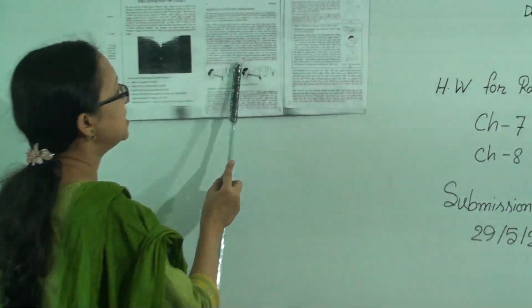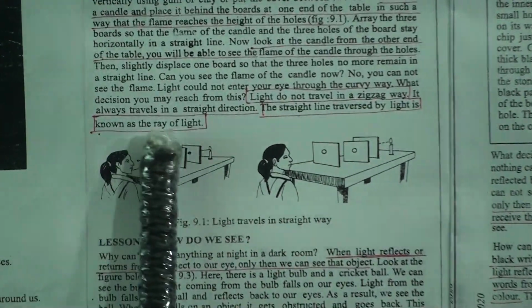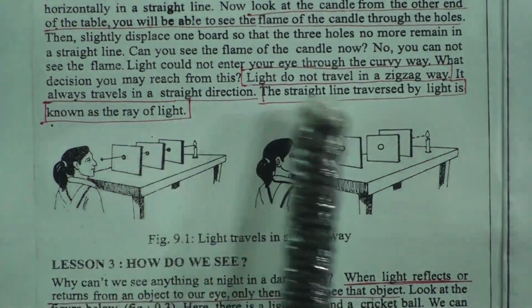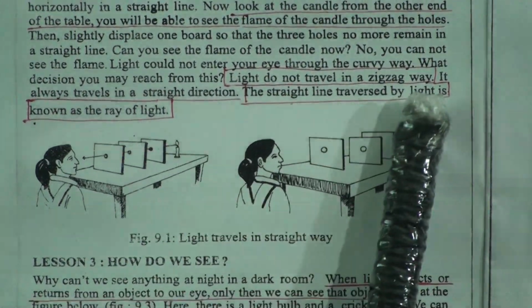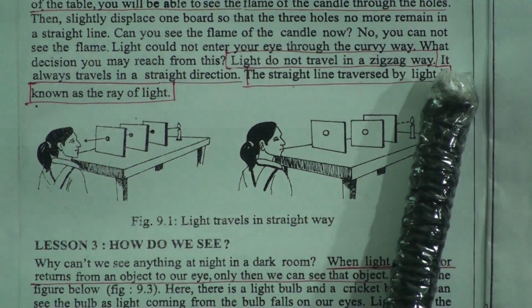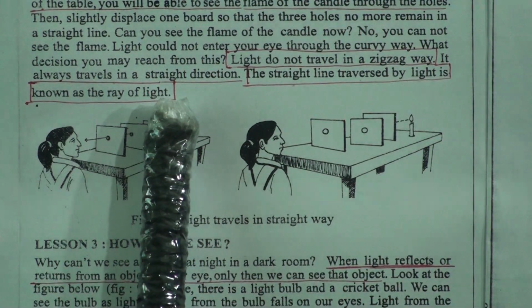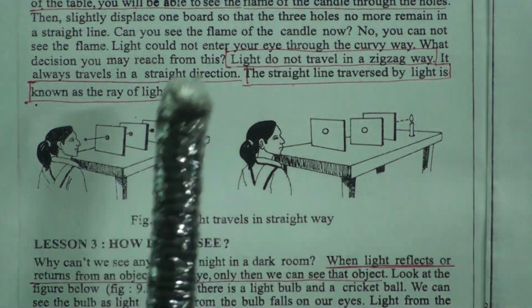It always travels in a straight direction. The straight line traveled by light is known as the ray of light. Again I repeat, the straight line traversed by the light is known as the ray of light.